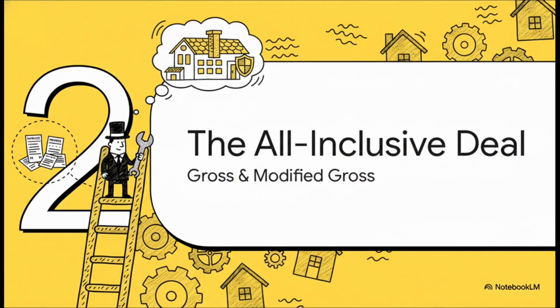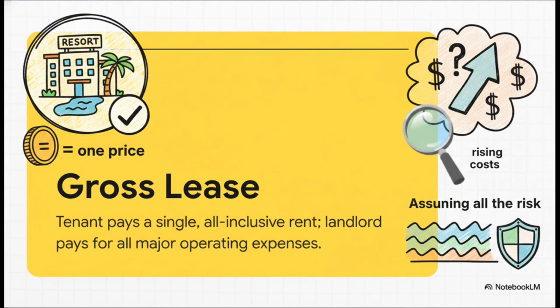Okay, on to Section 2, what I call the all-inclusive deal. This is the very first rung on our ladder of responsibility. It's the simplest structure you'll find, and it's where the landlord handles pretty much everything. Think of a gross lease as the all-inclusive resort of the real estate world. You pay one price and everything's included. For the tenant, it's fantastic. Super simple. You pay one flat rent and you're done.